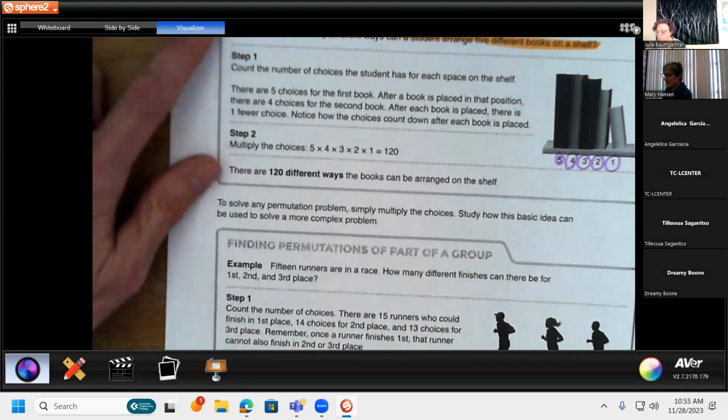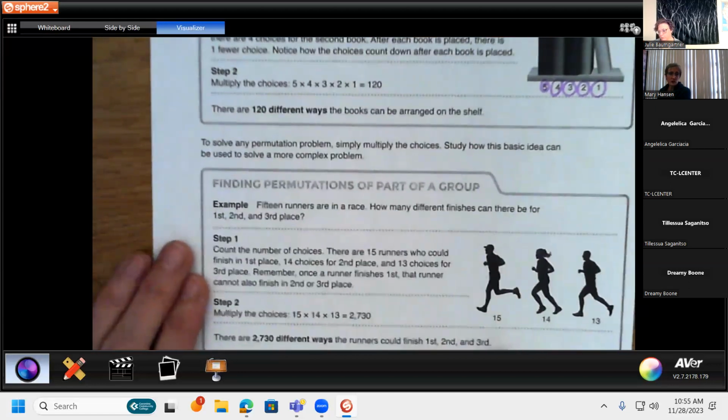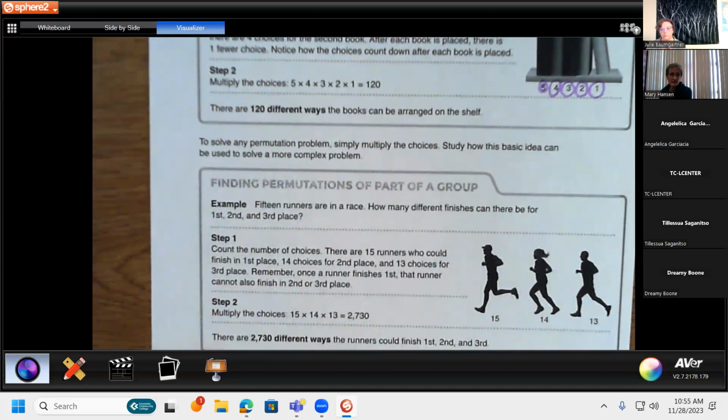So example 1 used all the books. Okay. Example 2 is the same idea, except we're not going to use all the people. Okay. So this is an example where we have 15 runners.